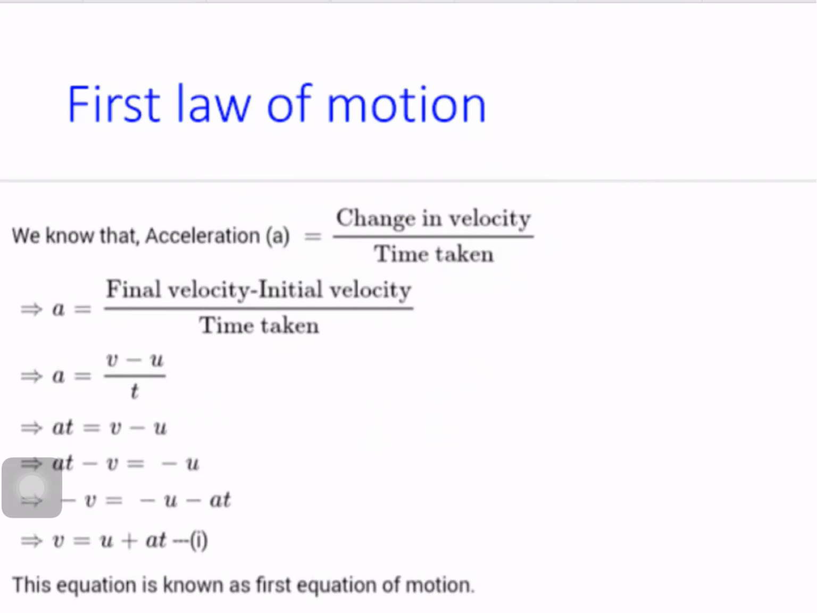In the case of the analytical method, see how to derive the equations of motion. You are already familiar with the three equations of motion. What are they? v equal to u plus at, s equal to ut plus half at square, v square minus u square equal to 2as. So how do we derive these equations? We know that acceleration a equal to change in velocity by time taken, or a equal to final velocity minus initial velocity by time taken, or we can write a equal to v minus u by t. Rearranging the equation, you get v equal to u plus at.